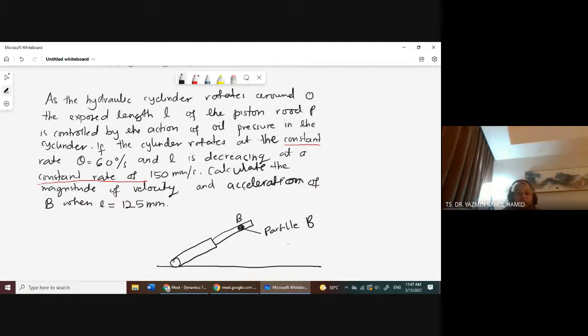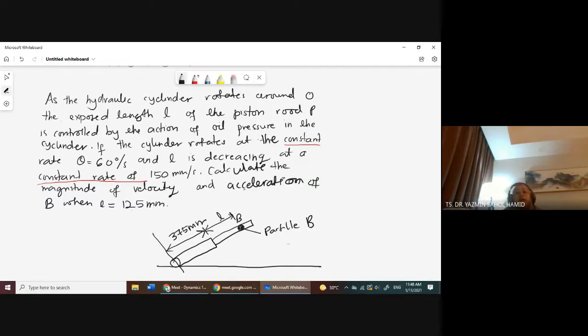B ni lah particle B ni. Okay, and ini dia punya length. Panjang ni ialah 375 mm. And then this length, back. This length is L. Okay, all right.